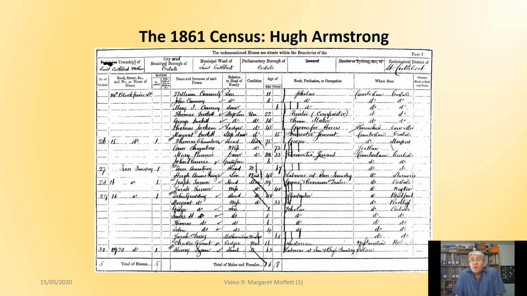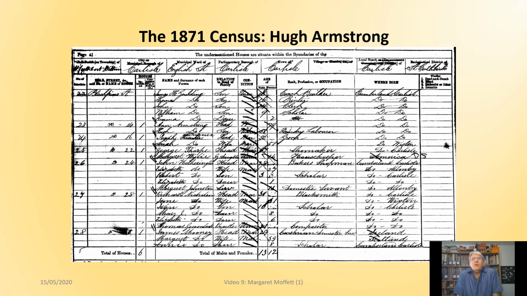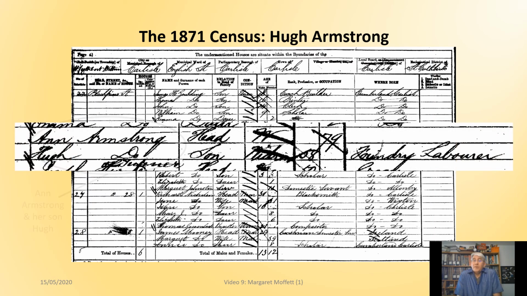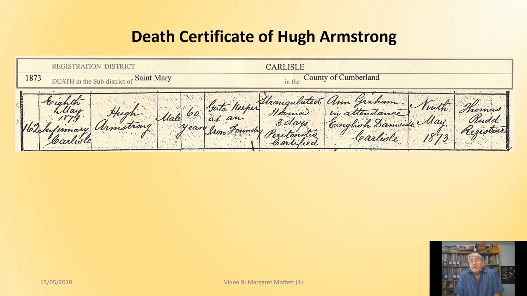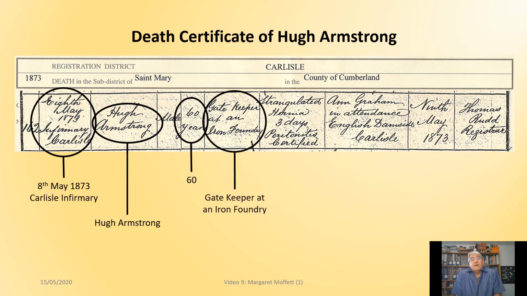In the 1861 census, we find Hugh is living with his mother, working as a labourer at an iron foundry where they are also both living. In the 1871 census, we find he is still living with his mother, but this time at 14 Blackpin Street, Carlisle. Hugh is aged 58 and Anne 79, and he is still a foundry labourer. Neither are found in the 1881 census, and a search of the GRO index reveals that Hugh Armstrong died aged 60 on the 8th of May 1873 at Carlisle Infirmary, with his sister Anne Graham in attendance at his death.